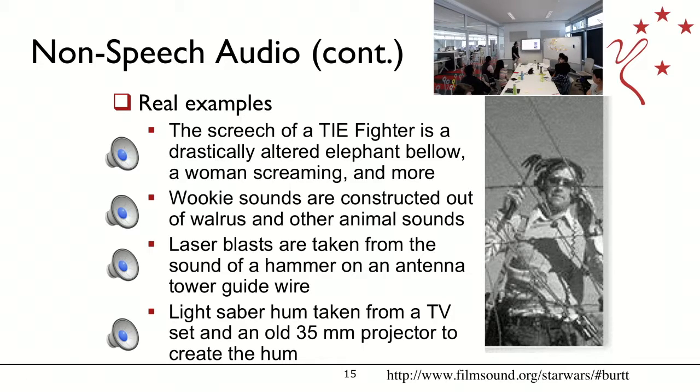So this sound is a TIE fighter flying through, and it really is an elephant roaring and a woman screaming. He mixed all these things together to get that one sound of the TIE fighter flying. Right, and it's such an iconic sound now. So this is the Wookiee, which is Chewbacca, a walrus, and a bunch of animal sounds. So again, he just created these sounds.